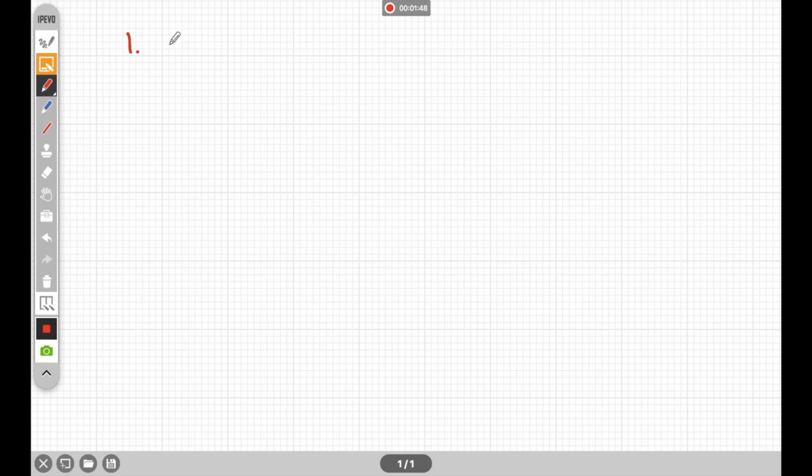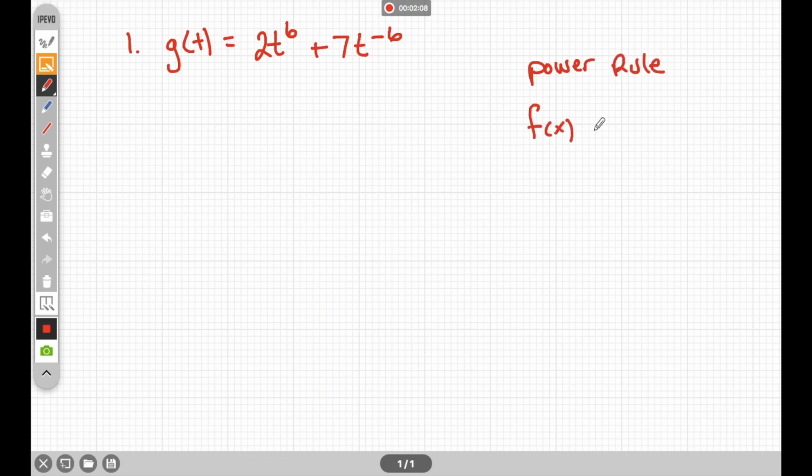Going to do is the function g of t is equal to t to the sixth plus 7t to the negative 6. And here we're going to use the power rule. For those that don't remember, the power rule says that if I have a function f of x is equal to x to the nth power, the derivative of that function f prime of x is equal to, if you bring down that power, keep the function the same, and decrease the power by 1.